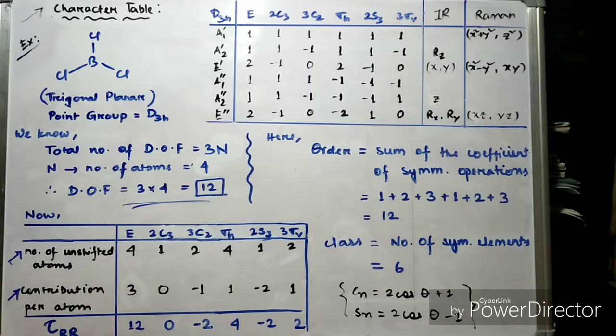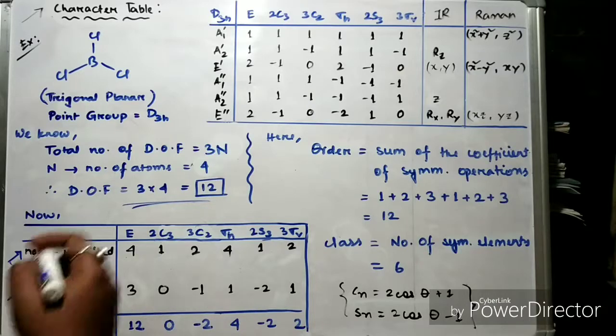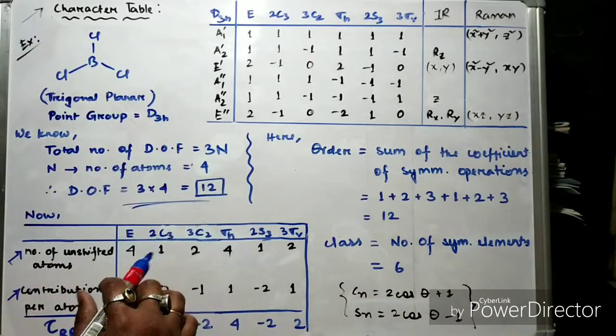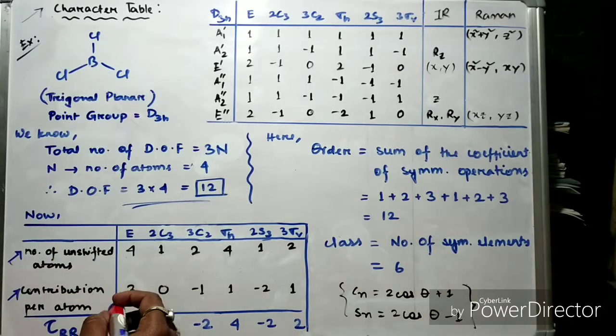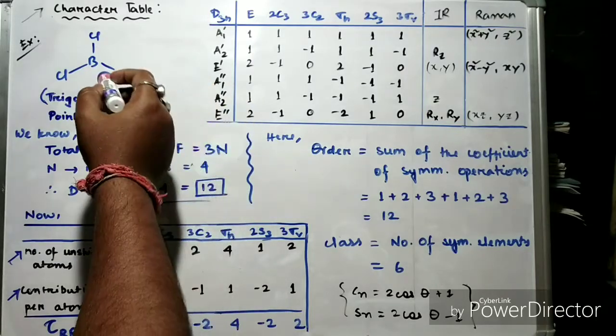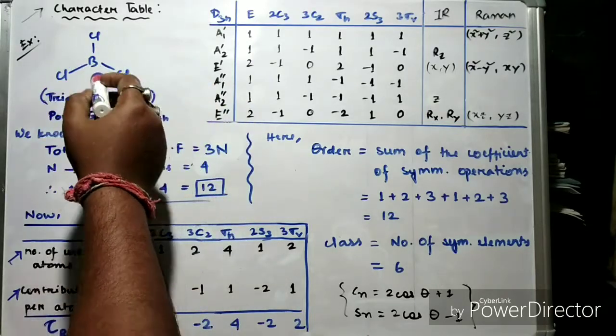Hello friends, in this video we are going to discuss the character table. How can we solve the character table, or we can say how we can use the character table for finding out the total number of vibrational degrees of freedom for a given molecule. So for this we will take the example of the BCl3 molecule.